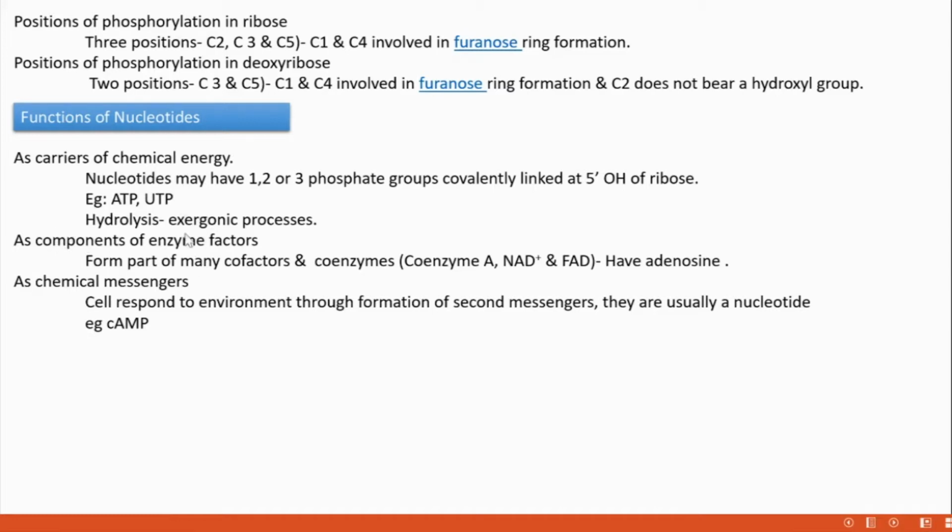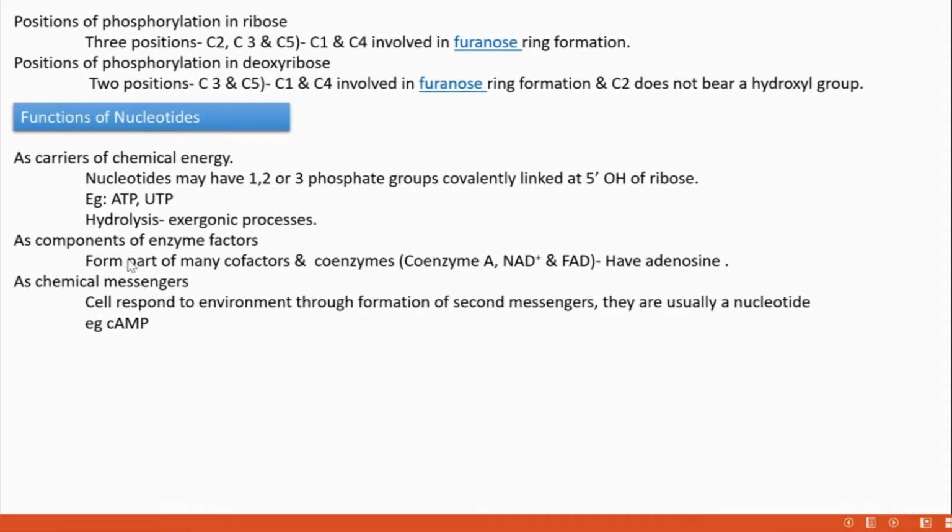So in that way we can say that nucleotides are carriers of chemical energy. Then, as components of enzyme cofactors, there are many cofactors and coenzymes that have nucleotides as very important parts. Examples are coenzyme A, NAD plus and FAD. All these have adenosine as one of their integral parts. Without the adenosine, these cofactors and coenzymes cannot function properly.